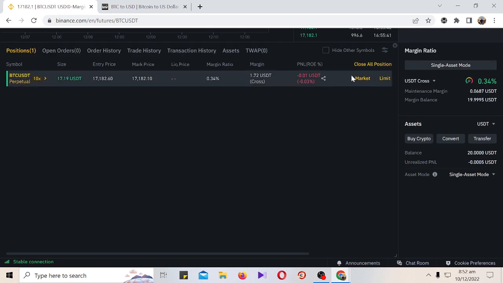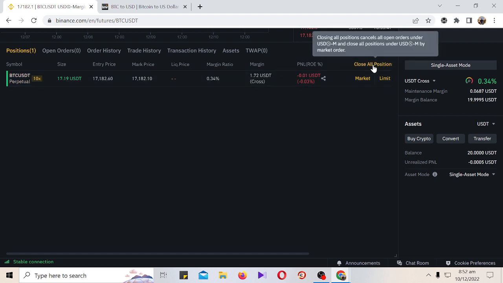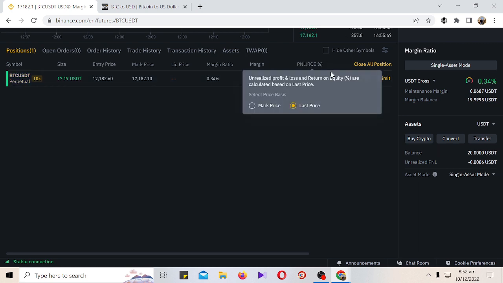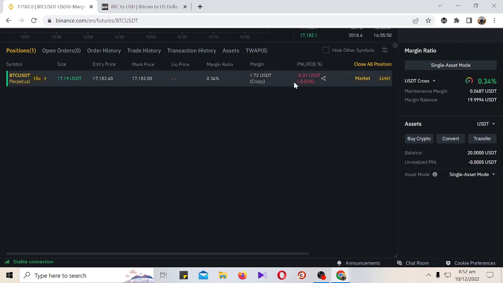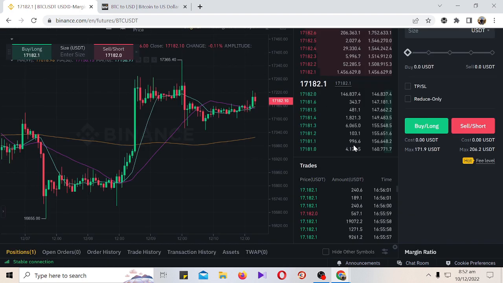Okay, so I'll just give it a few hours and then I'll close the trade. If you want to close the trade, you just click on close all positions. The PNL stands for profit and loss, and right now we are at 0.01 USDT in loss. Okay, so just leave it like that.